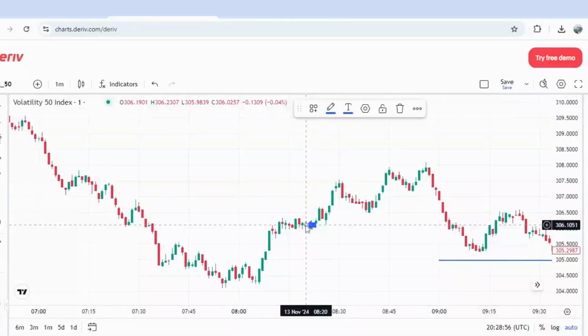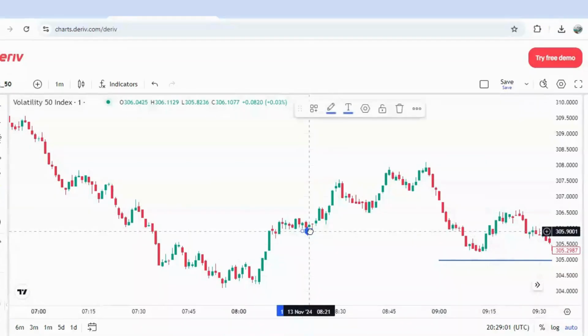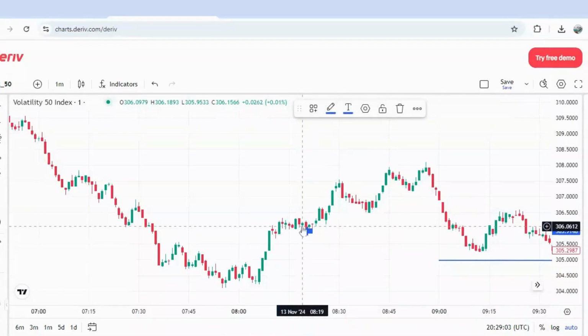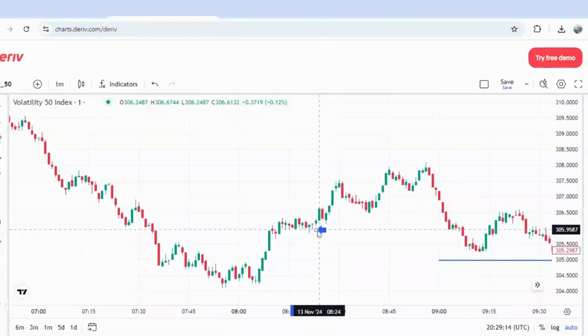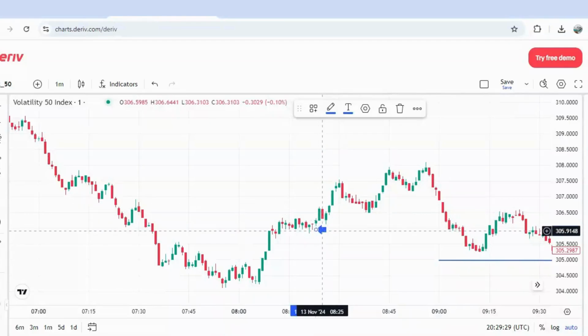So let's say you saw a hammer here, this hammer that I'm pointing at, and then you decided to enter the market. You can see the second candle did create a bearish candle, meaning you have to wait for the market to create at least a confirmation. And it did come here, created another hammer, and then created a bullish candle. So if you entered with that candle, you could have made a profit.